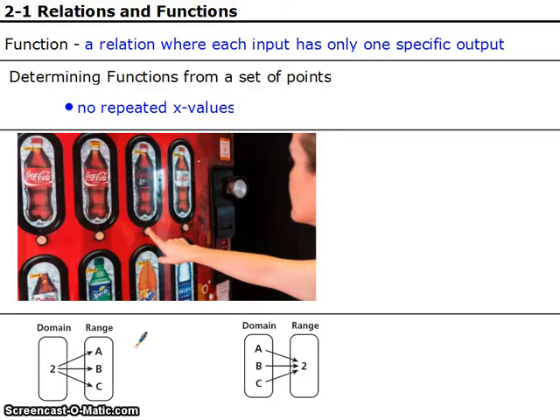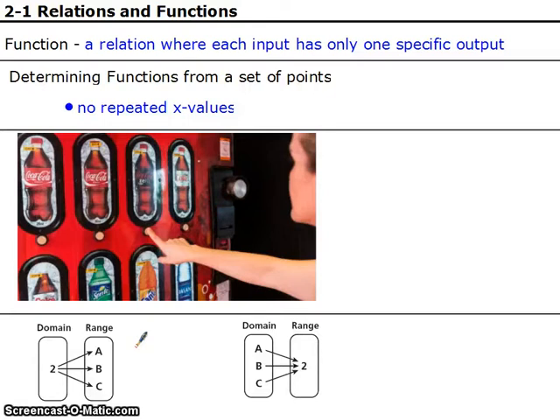So we want things to be functions. We want them to have one specific output. If we were able to click that Coke machine button and get out just any random soda, that's not going to make us very happy, and we're not going to go back to that Coke machine. We're not going to give it our money. So we want things to be functions. We want to have one specific output.